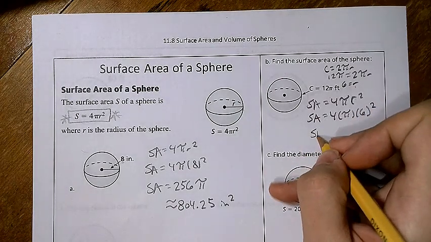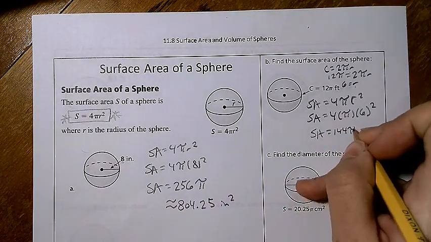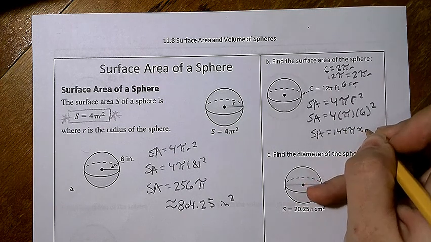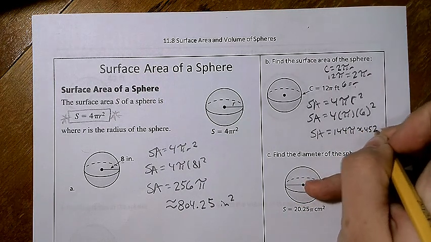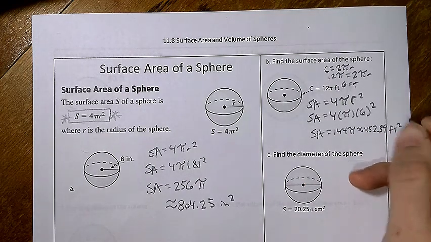So you should have gotten 144 pi, which is approximately equal to 452.39. And it should be in feet squared because we're dealing with feet.